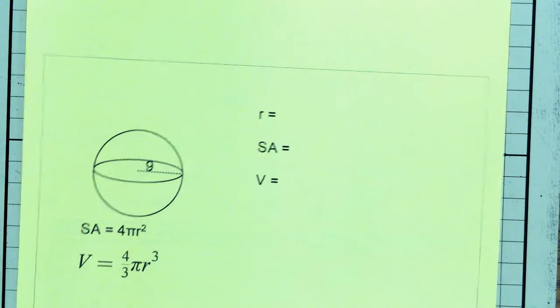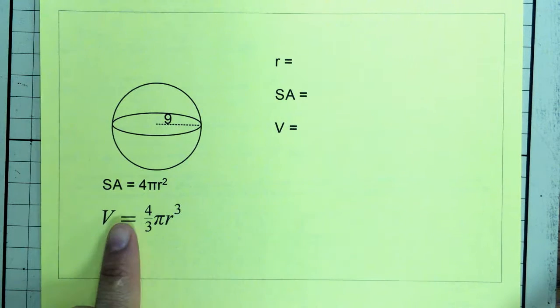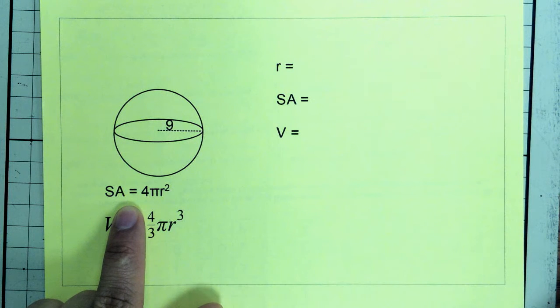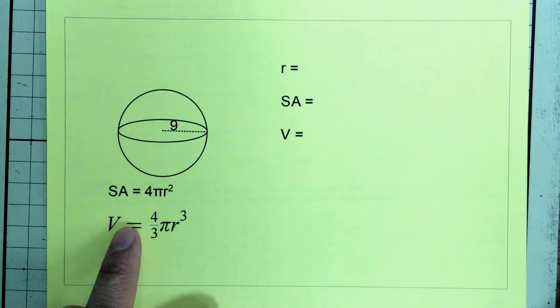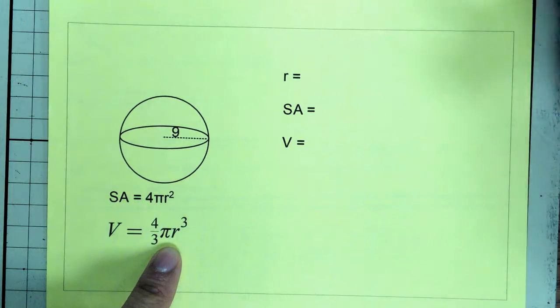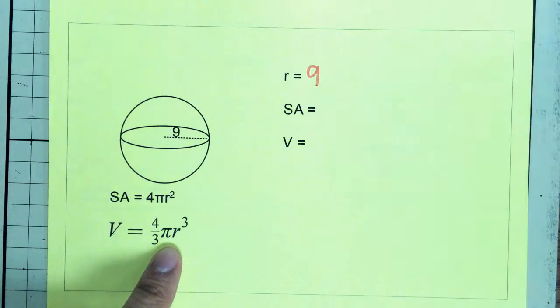My last example, surface area and volume for a sphere. So we have these two equations. Surface area of a sphere is simply 4 pi r squared, and volume of a sphere is 4/3 pi r cubed. So let's start with identifying my radius. Right there it's given, radius is 9.